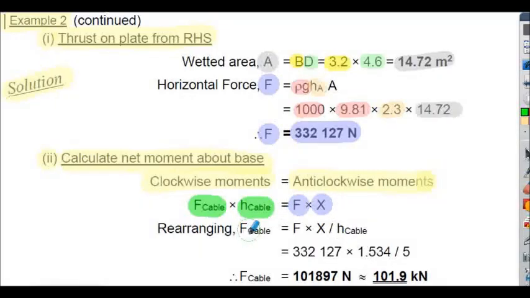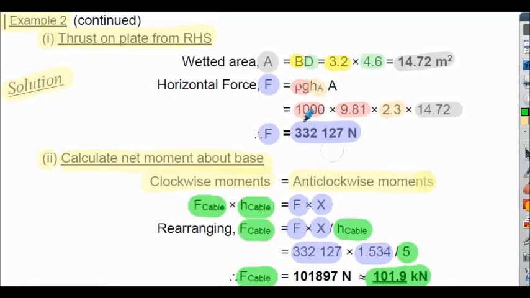Simply rearranging now for force in the cable, that's Fx, divided by the height of the cable. Inserting the values, the force in the cable is equal to approximately 101.9 kilonewtons. And that's equal to T, the symbol used in the question for the tension in the cable. That concludes the solution to the example.